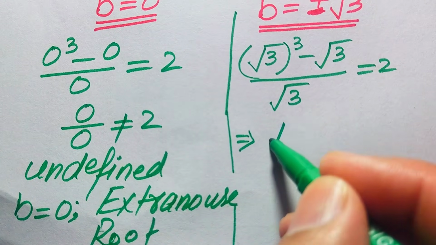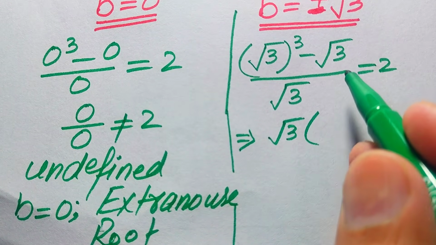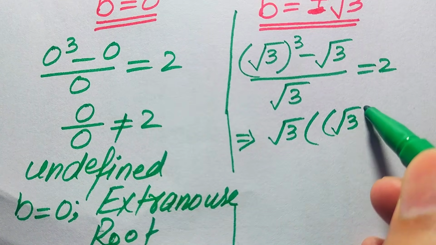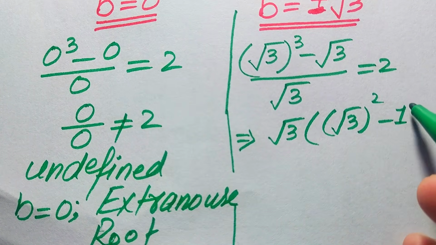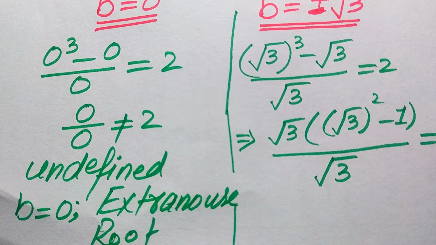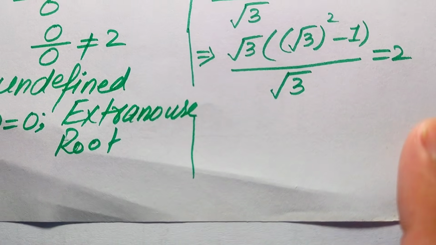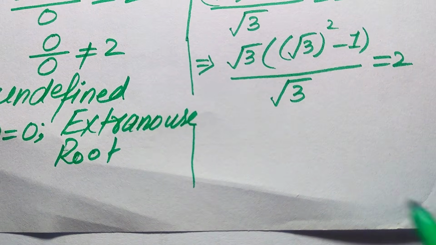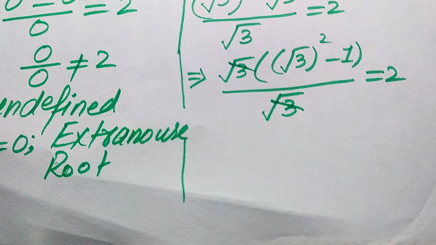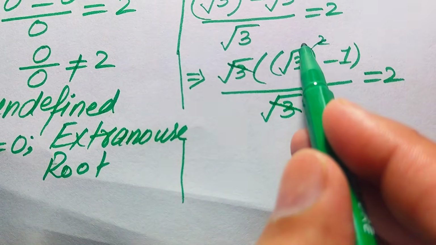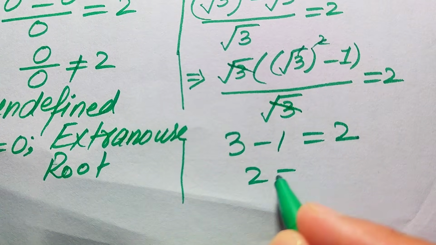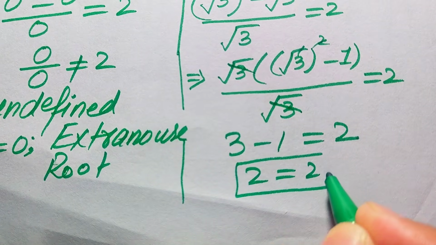So here you see that in the numerator we have square root of 3 as the common value. When we take square root of 3 common, the remaining values are (square root of 3) whole squared minus 1, divided by square root of 3. Further, in the next step, the square root of 3 and square root of 3 are gone, and we get 3 minus 1 equals 2, and you clearly see that we obtain 2 equals 2.